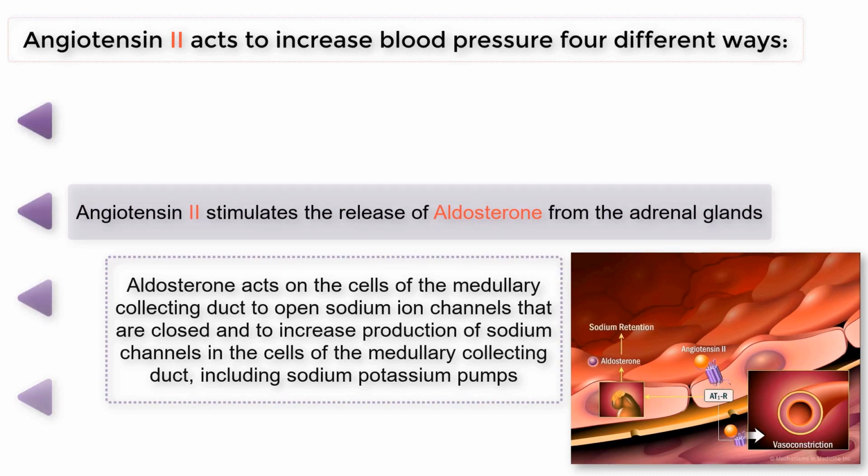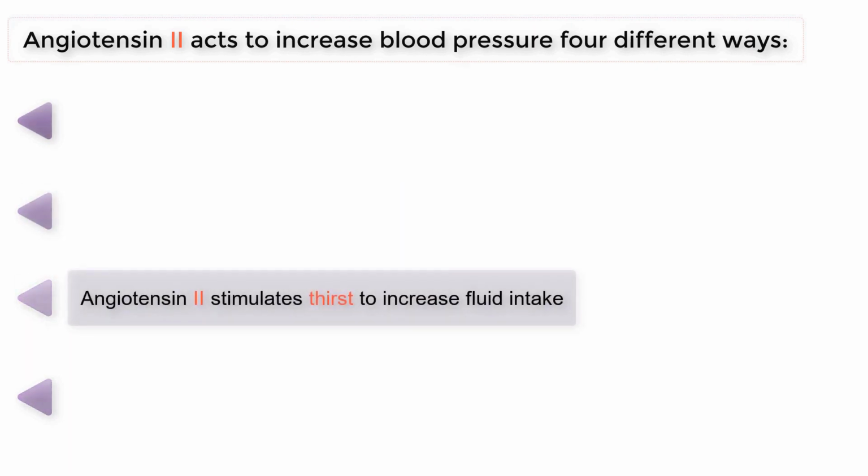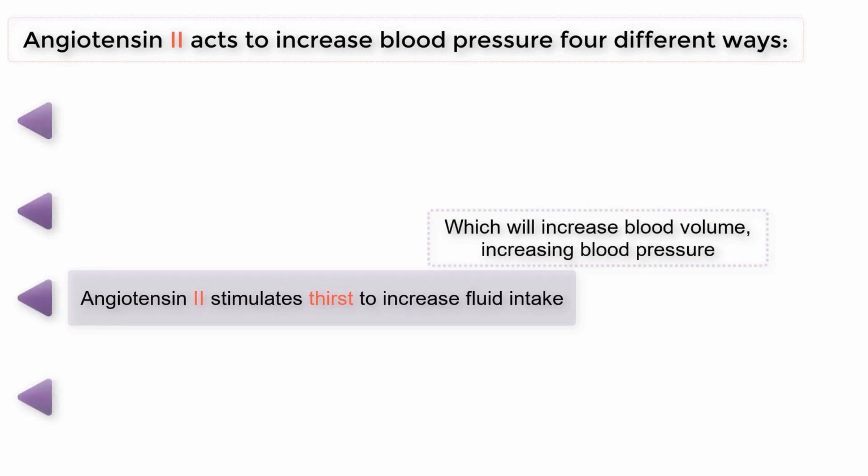As the sodium passes through the cells of the medullary collecting duct, it is eventually reabsorbed into the plasma. This results in an increase in reabsorption of water from the filtrate into the blood, further increasing plasma volume. Number 3. Angiotensin II stimulates thirst to increase fluid intake, which will increase blood volume, increasing blood pressure.